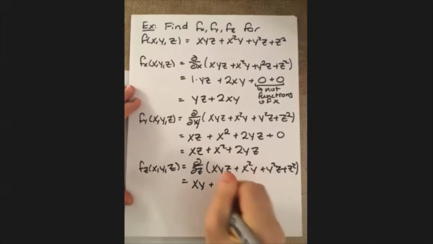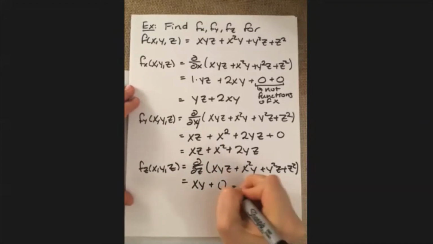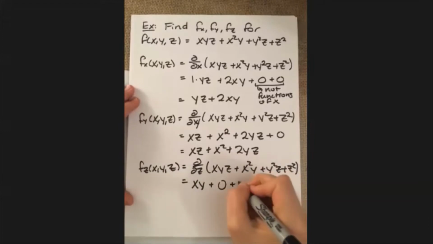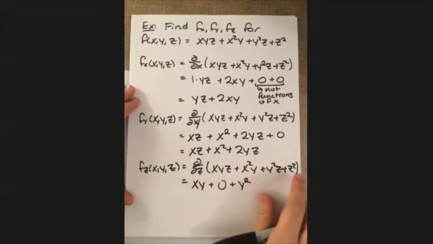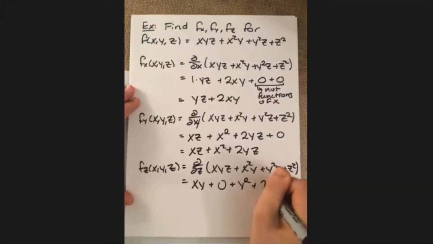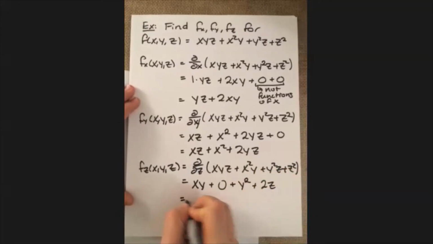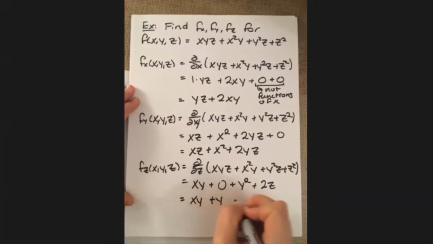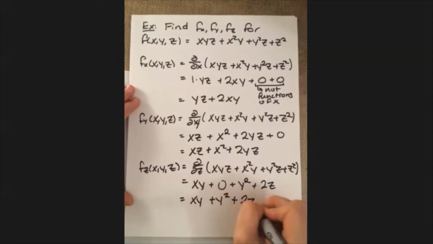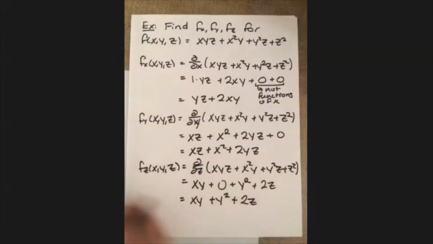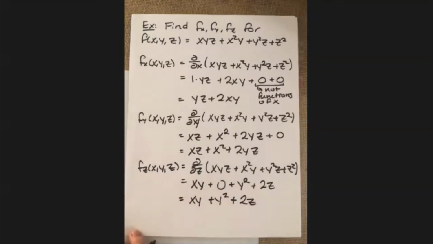This becomes 0 because there's no z attached to it. This becomes just y squared. And then this right here becomes 2z. So it's pretty straightforward. And we get to use a lot of the same derivative rules that we already know from working with just like the f of x is equal to y type functions.